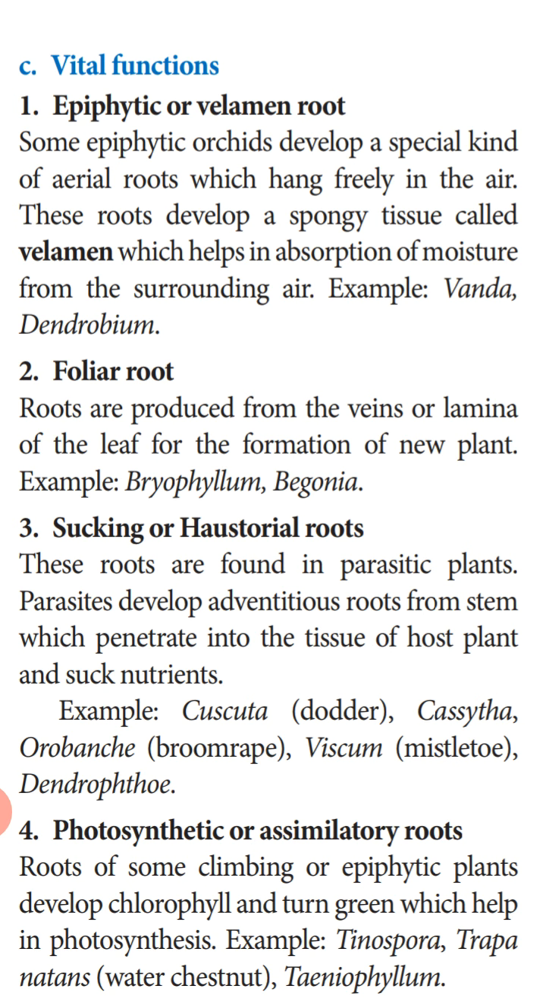Next are the sucking or haustorial roots. Now here, some plants cannot prepare their own food. For food or partially for water, they depend on other plants. Such plants are called parasites. These parasites have a special type of roots called the sucking roots, or haustoria. So these roots are found in parasitic plants.